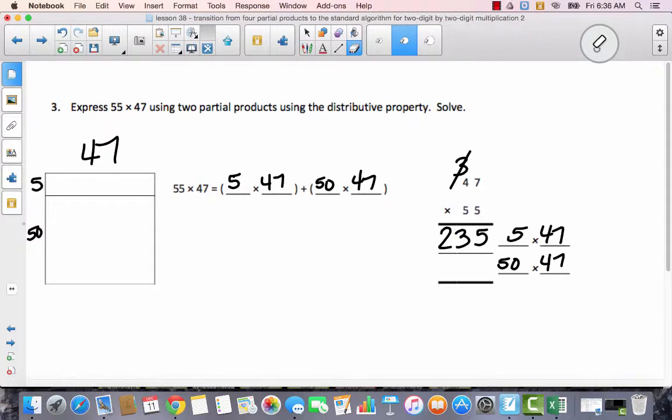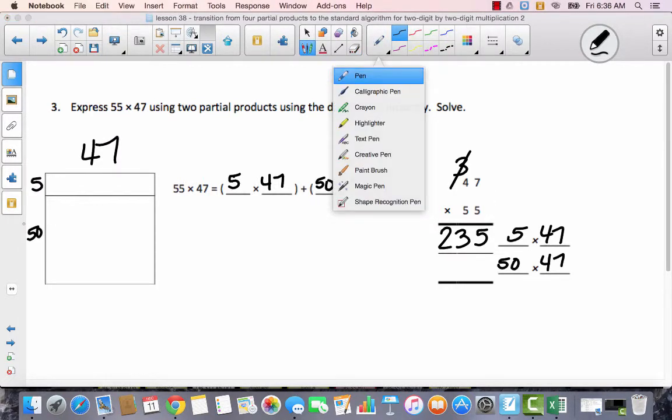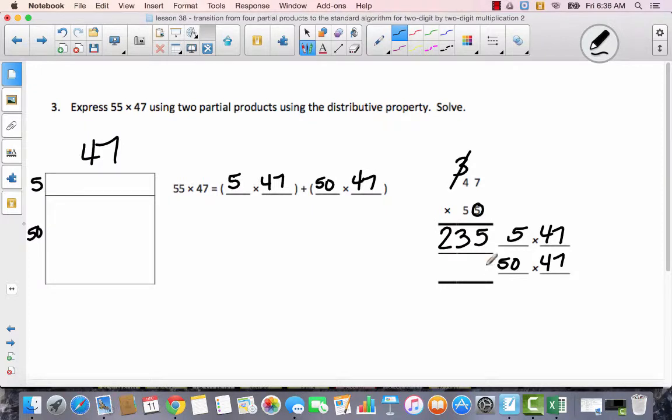And now I'm going to do times 50. So I'm pretending that this is actually a 0. So I'm going to go ahead and put down my 0 here. I'm going to do 5 times 7, which is 35. 4 times 5, which is 20, plus 3 is 23. So obviously I got the same answer, plus 0, because they're both 5s.